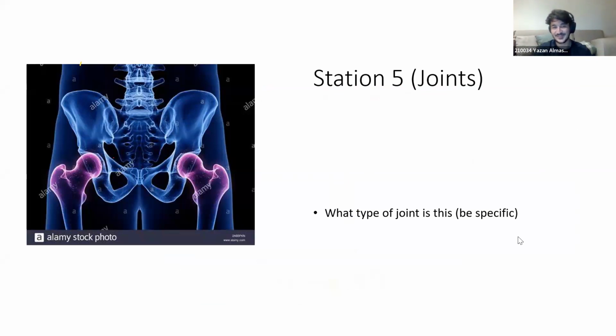Look, you guys are answering correctly, but I hate to break it to you. They may not accept this answer. If they're being really meticulous about it, you have to say synovial, ball and socket. Synovial, ball and socket.